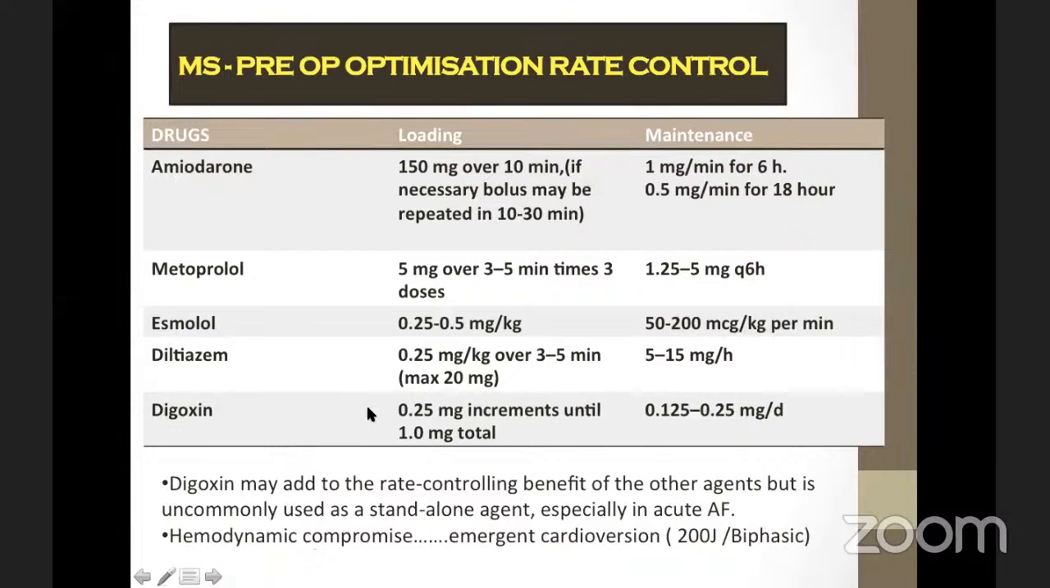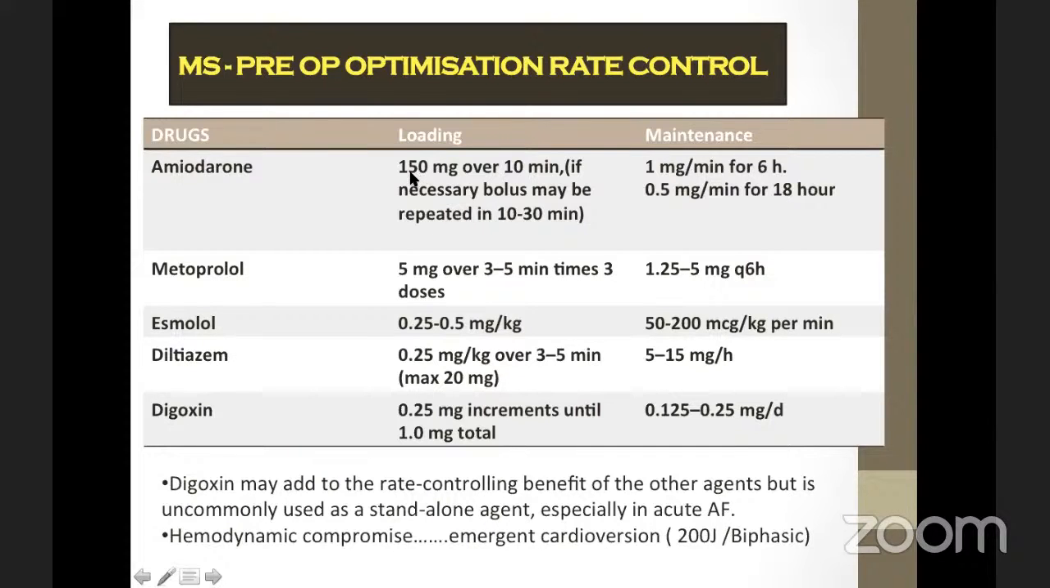irregular rhythm, which is giving rise to hemodynamic instability, you can always start a smaller low dose, and then the maintenance dose 0.25 to 0.5 milligram per kg, followed by 50 to 200 mic per kg. And amiodarone, again, we are commonly using.